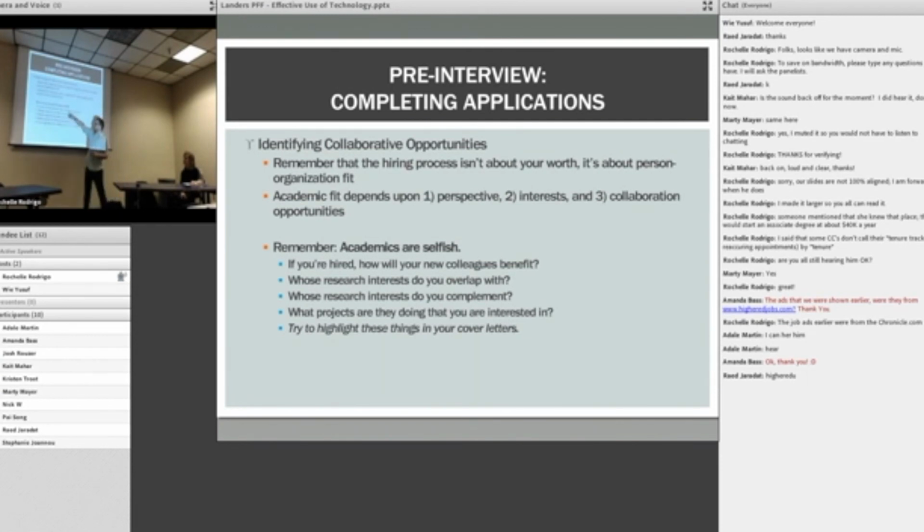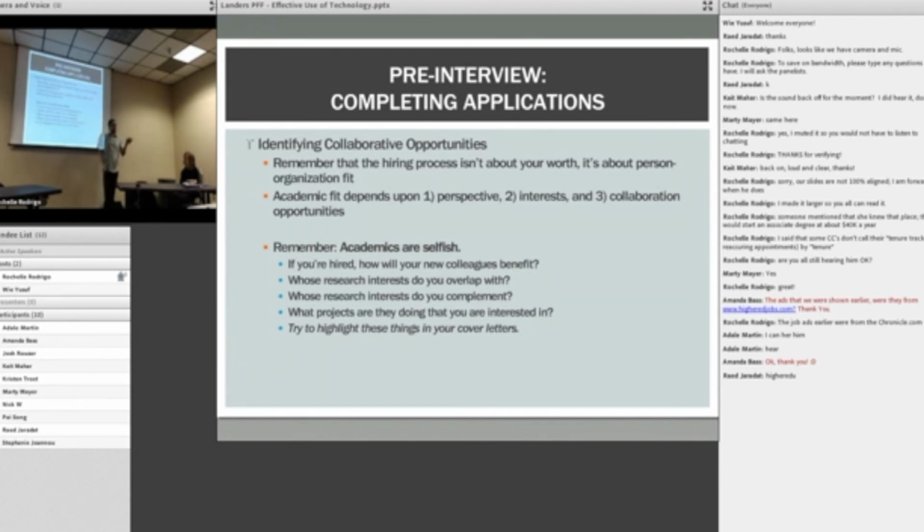Remember, academics, I say academics, it's really everybody. Academics are selfish. They want to know, when you get there, what are you going to do for them? How are you going to help them out? How are you going to have research interests that are useful? How are they going to be able to come to you when they need help in an area that they're not familiar with? They're going to be thinking about these things when they read this application. So if you're hired, how will your colleagues benefit? Which research interests do you overlap with? Do you complement? And also compete with?